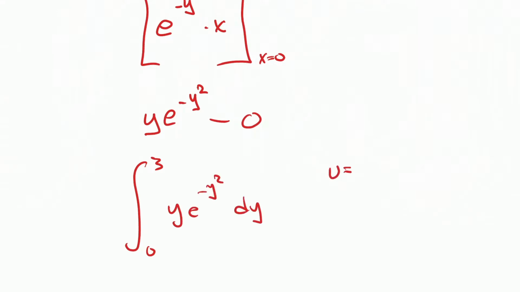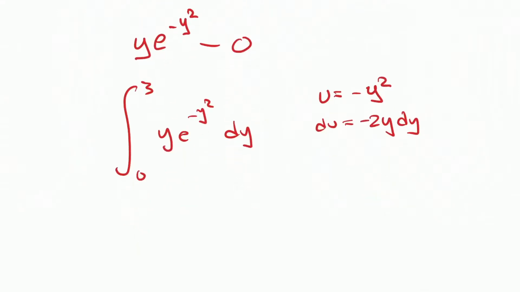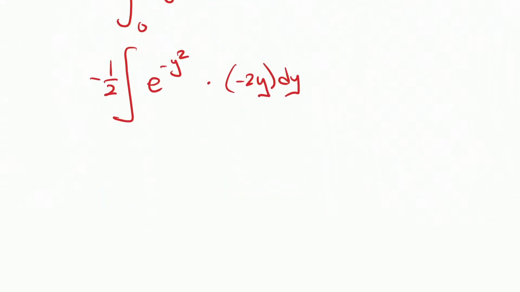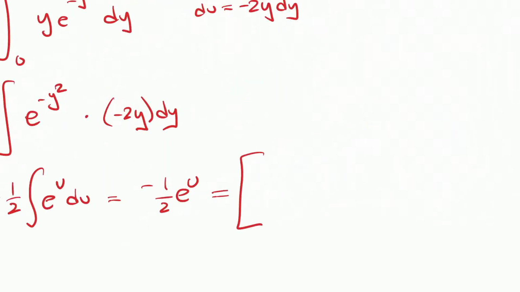Here I'm going to use substitution. With u equals negative y squared, du is negative 2y dy, so this becomes the integral of e to the negative y squared times negative 2y dy, and I have to put a negative 1/2 out front to balance out the negative 2. Now I can do my substitution. I know I'm doing this super quick. Negative 1/2 integral of e to the u du, which is negative 1/2 e to the u, which is, in our case, negative 1/2 e to the negative y squared. Y goes from 0 to 3.